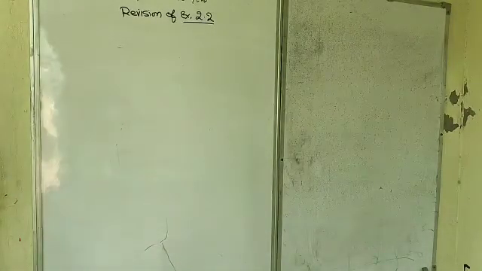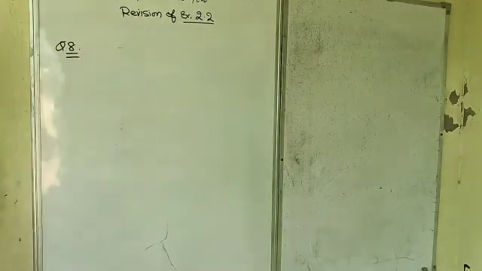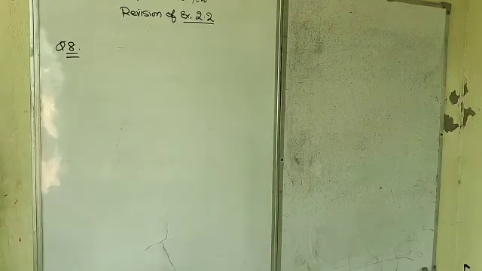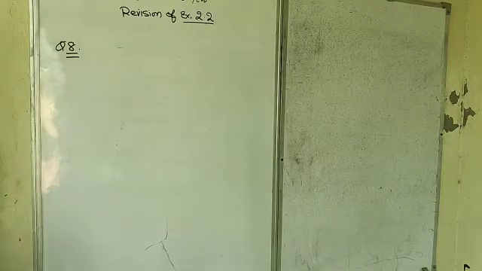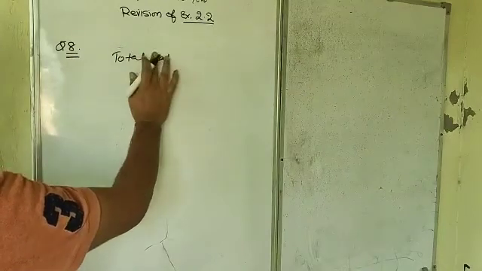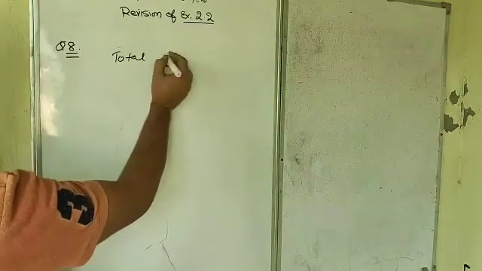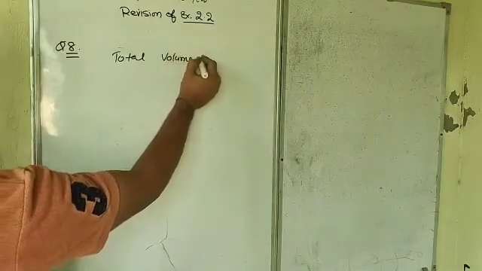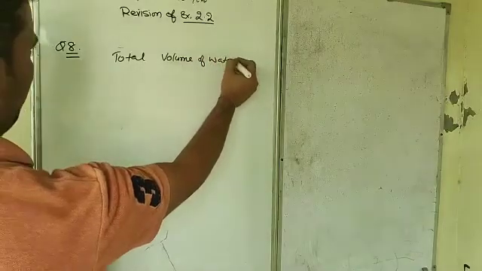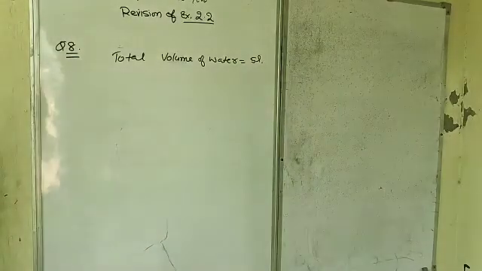Vidya and Pratap went for a picnic. In question number 8, Vidya and Pratap both went for the picnic. Their mother gave them a water bottle that contains 5 liters of water. What is the total volume of water? 5 liter. Okay. Now Vidya consumed 2 by 5 of the water.